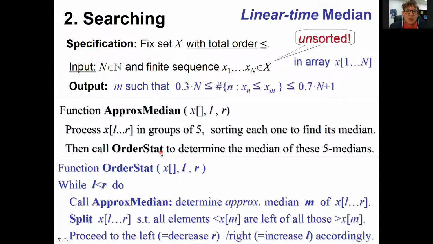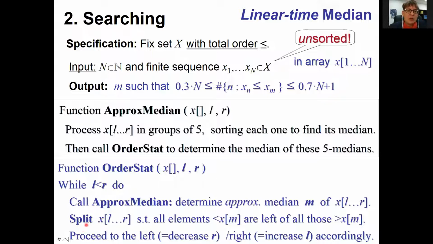Order statistics to calculate the median of these 5 medians. Order statistics in turn makes repeated calls to approximate median, as you see. So they mutually call each other repeatedly, recursively. And now we need to analyze, well, the correctness is thus by design, and by the lemma we proved on the previous slide. And now we need to analyze the running time, and also to make sure that the two algorithms do terminate.